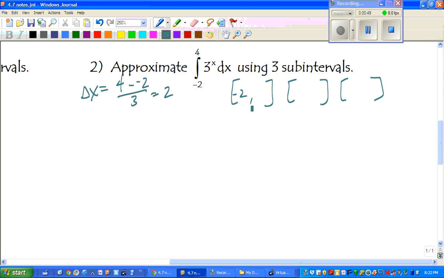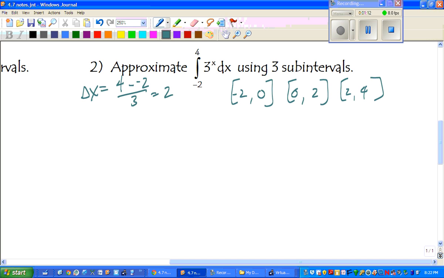Starting at -2, our delta x is 2, so that means we're going to go 2 to the right, and that brings us to 0. Then, starting at 0, we're going 2 to the right, that brings us to 2. And then starting at 2, going 2 to the right, that brings us to 4. So we're breaking that interval from -2 to 4 down into 3 parts.